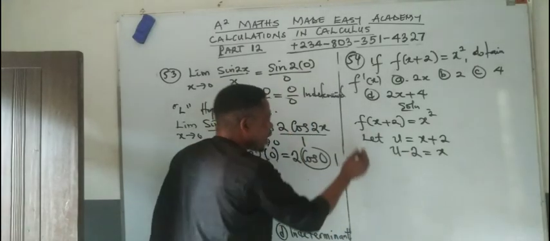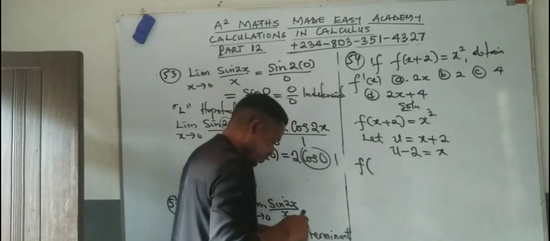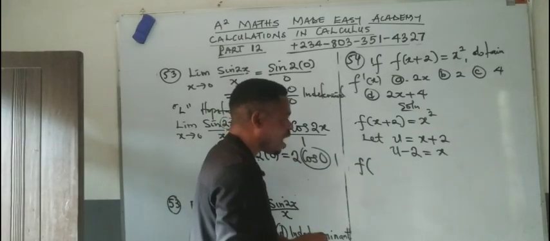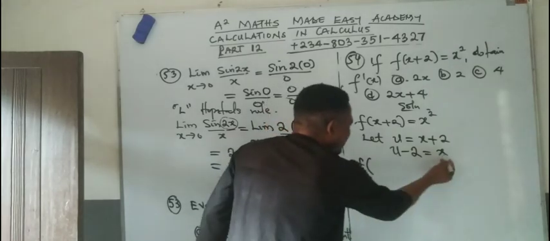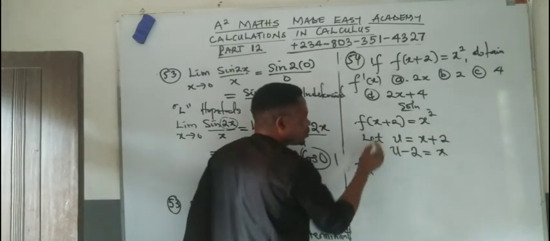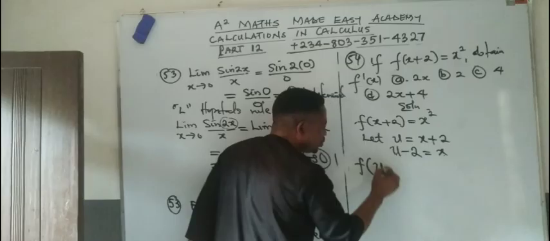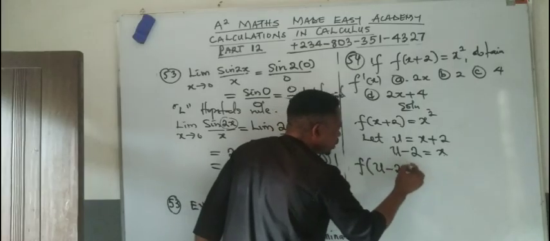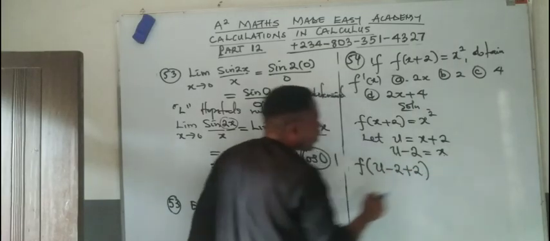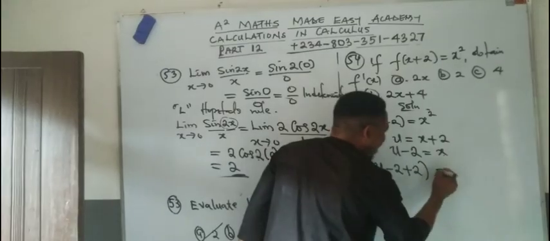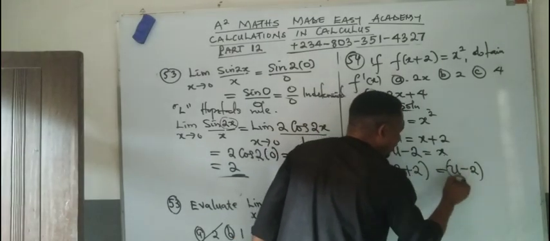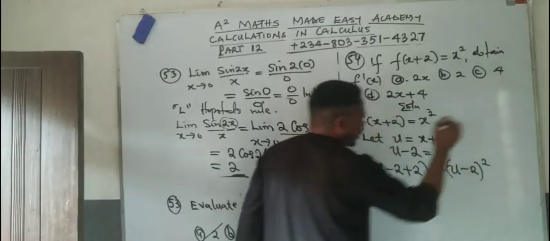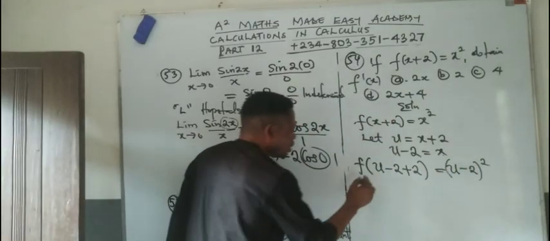Then watch. I will now say f of, are you with me now? F of, what is x? X is u minus 2, then plus 2, close the bracket. Then to the right, what is x? X is u minus 2. Close the bracket, but all squared. So what do you have?